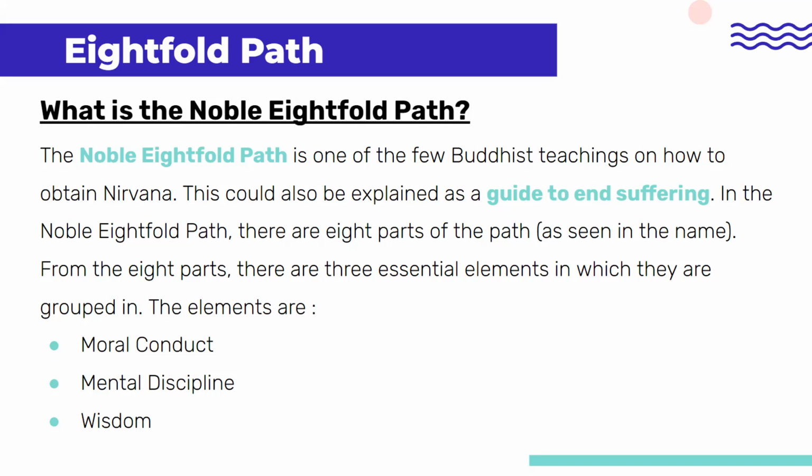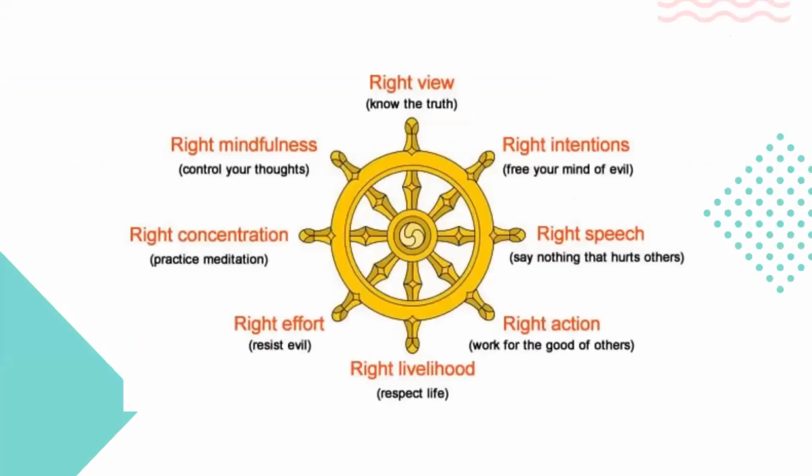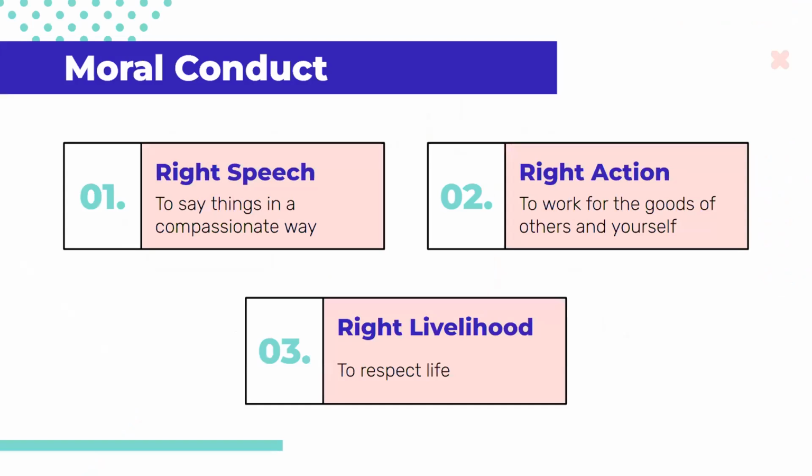In the Noble Eightfold Path, there are 8 parts of the path, which is seen in the name. From the 8 parts, there are 3 essential elements in which the eight parts are grouped. These elements are moral conduct, mental discipline, and wisdom. So this is the wheel of the 8 parts. First is moral conduct. In moral conduct, the 3 parts are right speech, right action, and right livelihood.